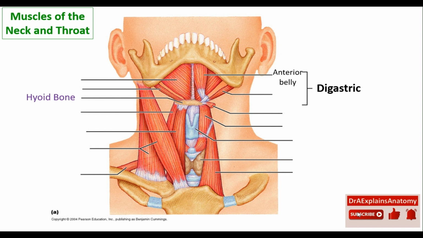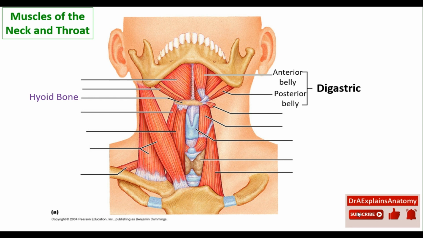We have the anterior belly, which runs anteriorly, and we have the posterior belly of the digastric muscle, which runs posteriorly. Also, the digastric muscle forms a D with the margin of the mandible.